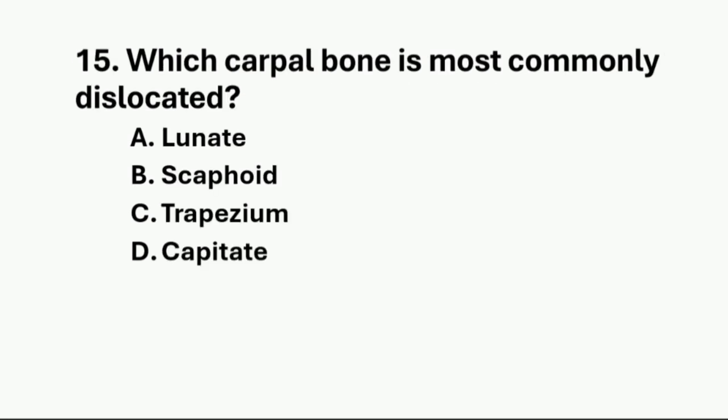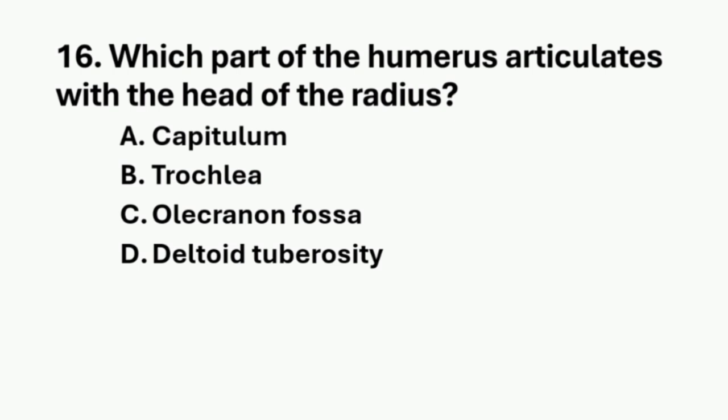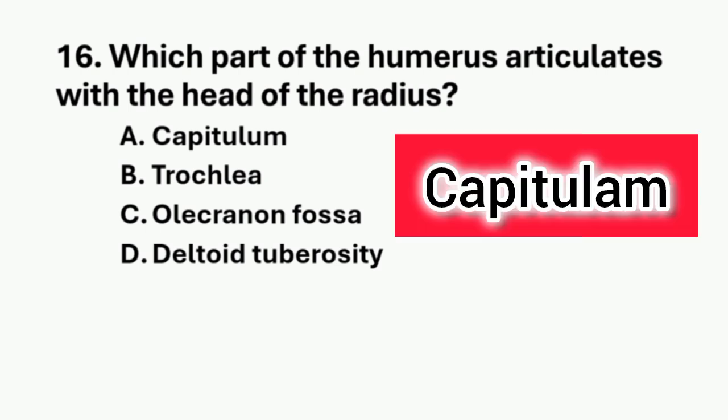Which carpal bone is most commonly dislocated? Correct answer is option number A, lunate bone. Which part of the humerus articulates with the head of the radius? Correct answer is option number A, capitulum.